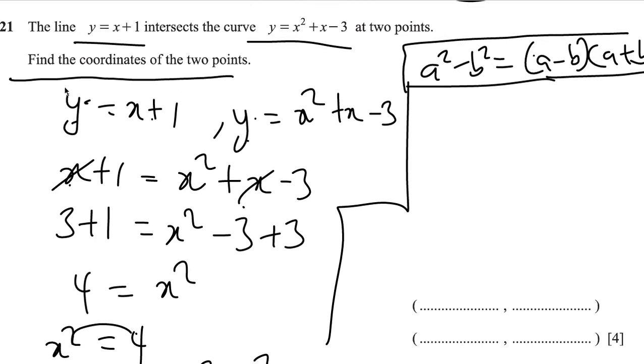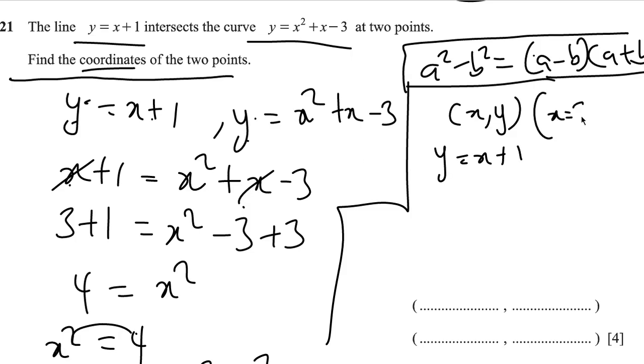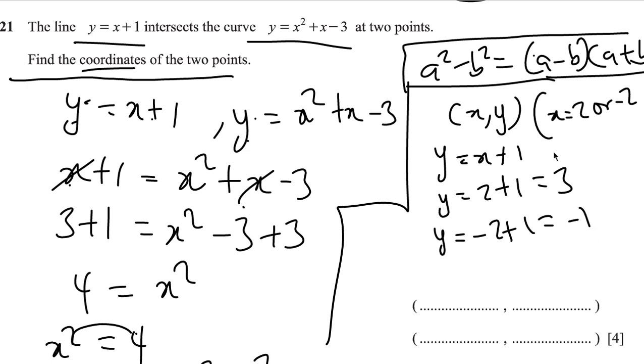The question says find the coordinates. So we're talking about x and y, right? You could pick any of these equations, y equals x plus 1 or y equals x squared plus x negative 3, and substitute the value of x. The simple one to take here is y equals x plus 1. We've gotten that x is equal to 2 or negative 2. So when x is 2, 2 plus 1 is going to be 3. And when x is negative 2, that's negative 2 plus 1, and that's negative 1. We find that if you substitute 2 into the other equation, you're also going to have 3, and if you substitute negative 2 there, you're also going to have negative 1.